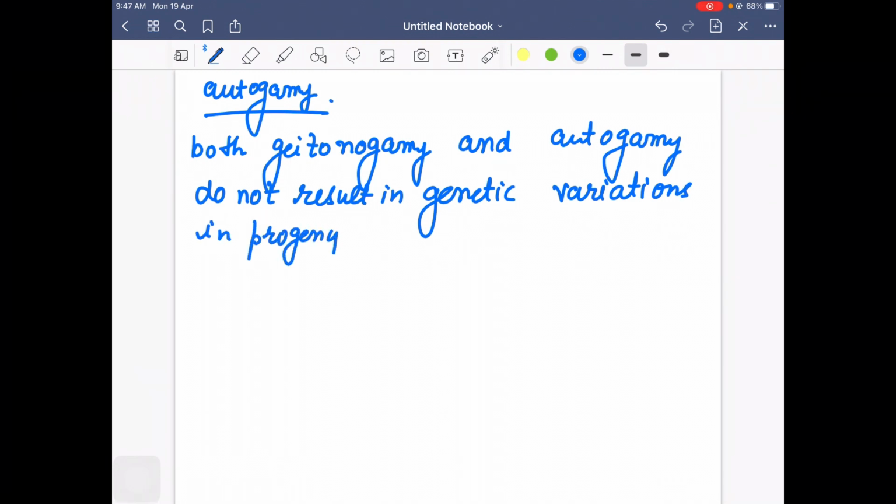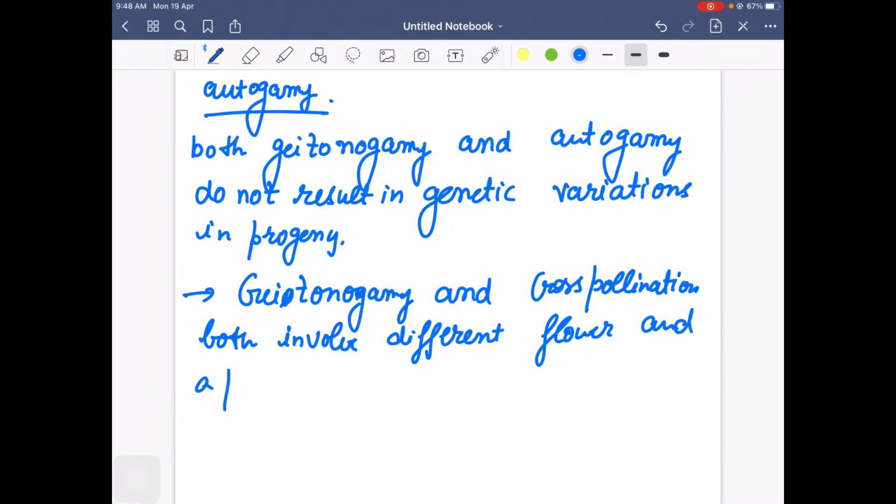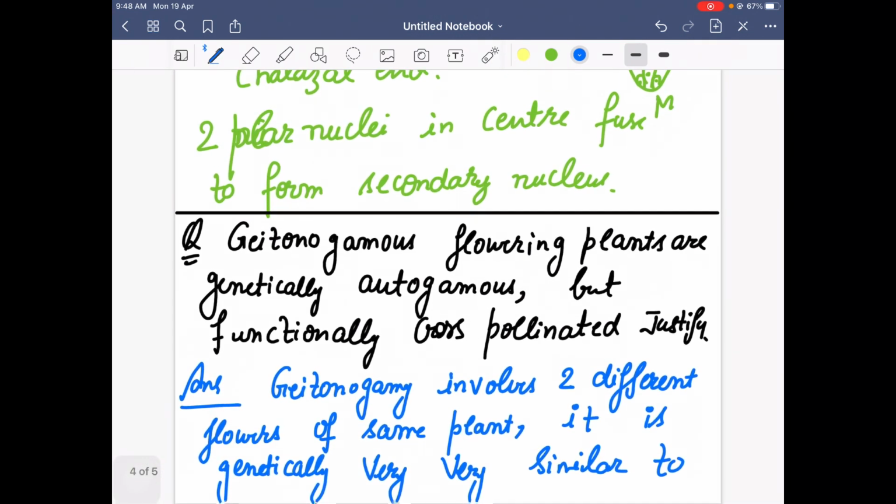Then he has asked another thing, but they are functionally cross-pollinated. Why is it saying that? Because in geitonogamy, different flowers are there. Geitonogamy and cross pollination both involve different flowers and a pollinating agent. So functionally they are cross pollinated, but genetically that is same, right? And what should I write here? And a pollinating agent, right? So functionally it is not the same, but yes, genetically it is same. So that is the correct answer of this question.